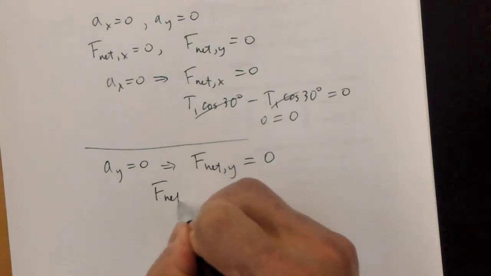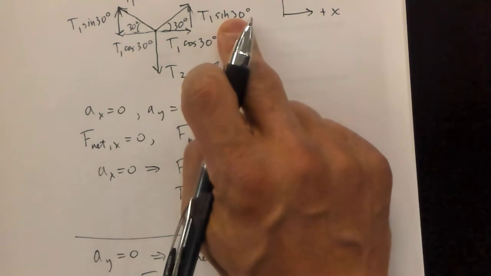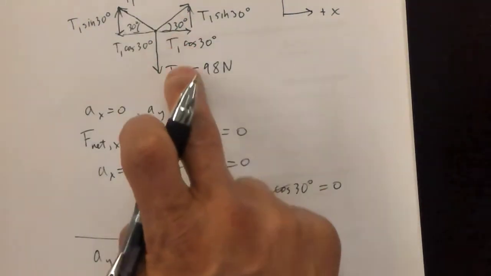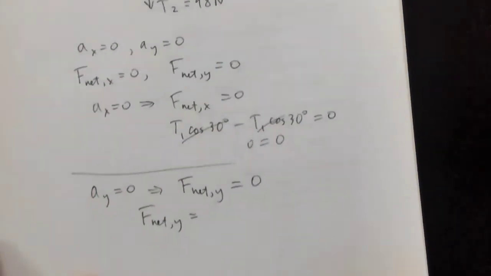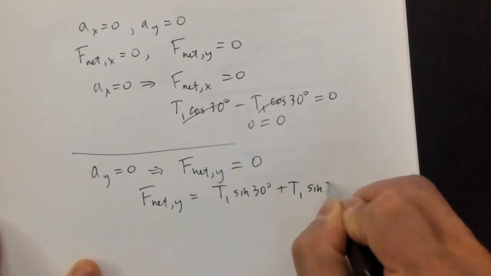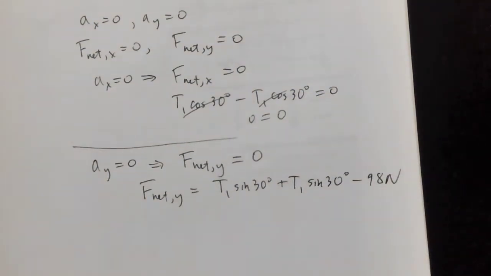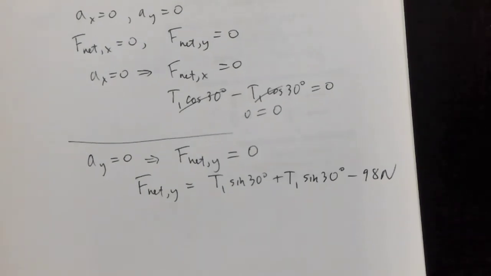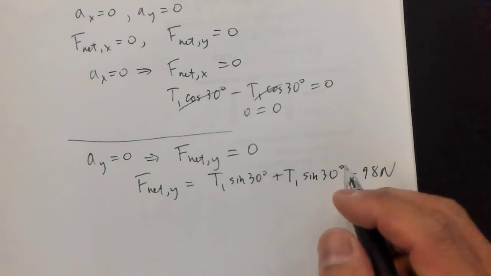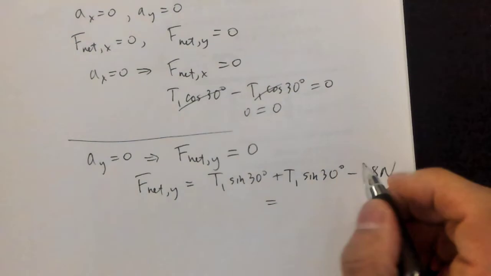But then we can say the net force in the y direction, we have these components, T1 sine of 30. We have another T1 sine of 30. They're both positive. And then we have 98 newtons going down. So we have T1 sine of 30 plus T1 sine of 30, and then we have minus 98 newtons because it's going down. Okay. Any questions about this? Everybody's following along? All right. Now, this is equal to 0.